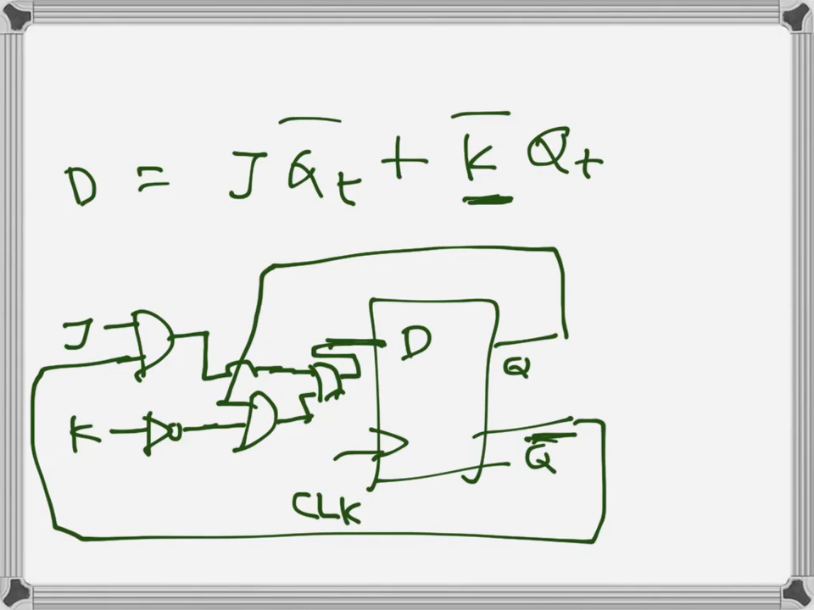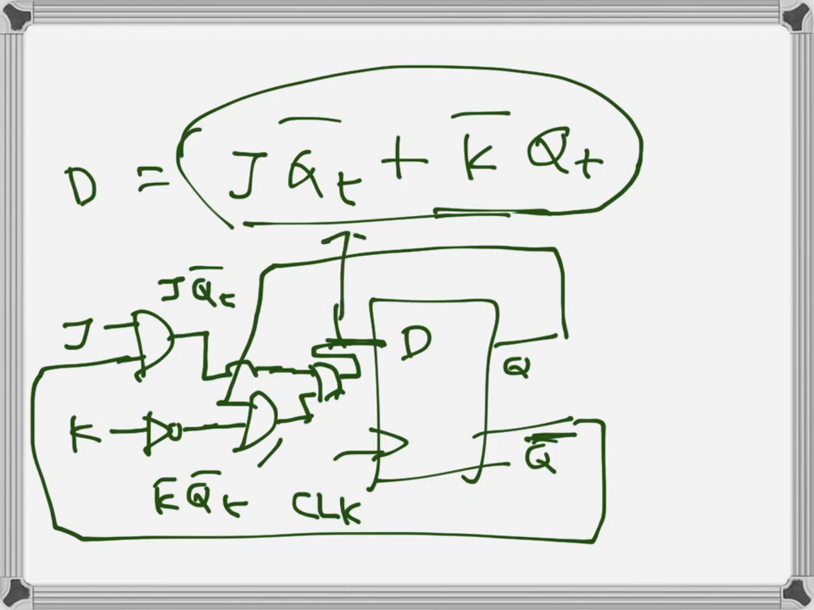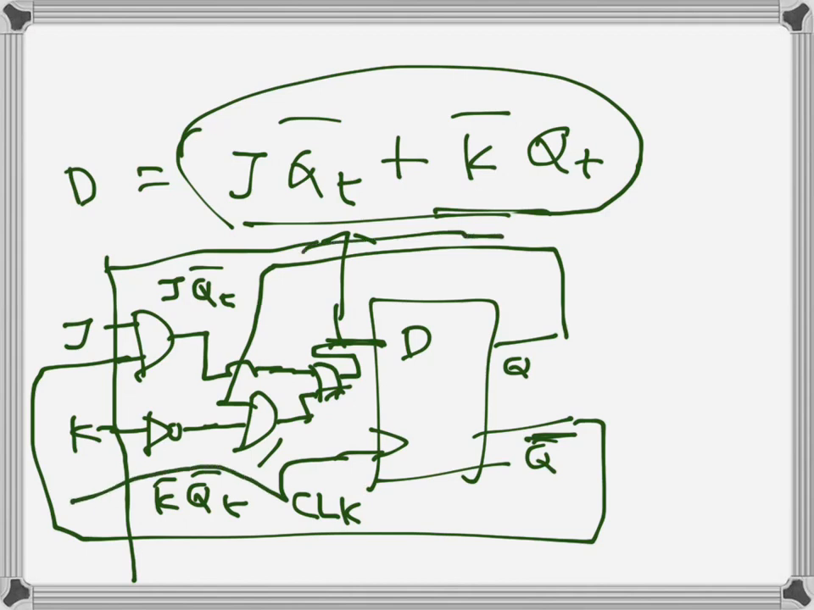So here we have J Qt bar, and at this AND gate we have K bar Qt, and here at the output of the OR gate we have this one. Basically I can ignore this one, yeah. So that's what we have. This one is at the output of the OR gate. So this is our JK flip-flop basically, and the clock is of course the same clock, and we have converted the D flip-flop into a JK flip-flop.